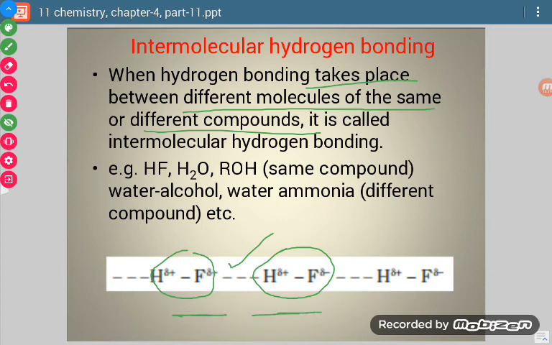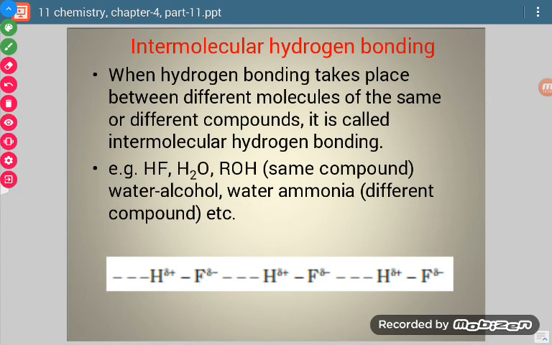So it is intermolecular. Now suppose here I have taken this water molecule and another one is hydrogen fluoride, hydrofluoric acid. So if there is existence of hydrogen bond between these two, then it will be termed intermolecular hydrogen bonding. Okay. So there may be the same compound also, there may be different compounds also, just like water and alcohol. One molecule is of water, another is of alcohol. So if there is formation of bond, then also it is intermolecular hydrogen bonding.